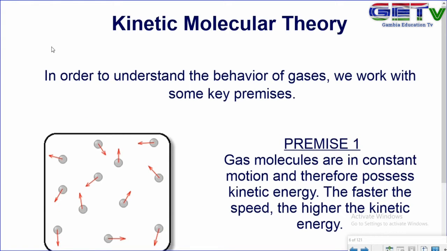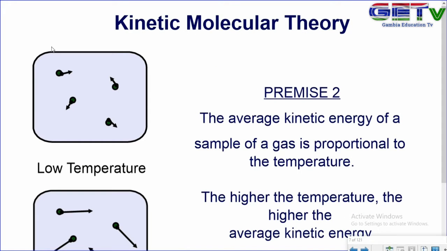And in order to understand the behavior of gases, we work with some key premises. These premises are: gas molecules are in constant motion and therefore possess kinetic energy. The faster the speed, the higher the kinetic energy. That's the first postulate. The second postulate is that the average kinetic energy of a sample of a gas is proportional to the temperature, meaning the higher the temperature, the higher the average kinetic energy. That is the movement of the gas particles.